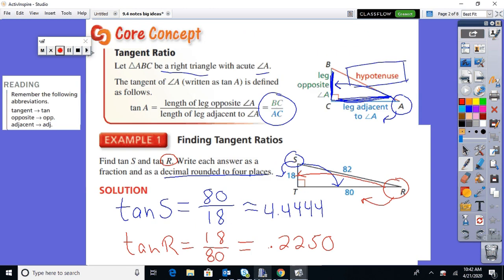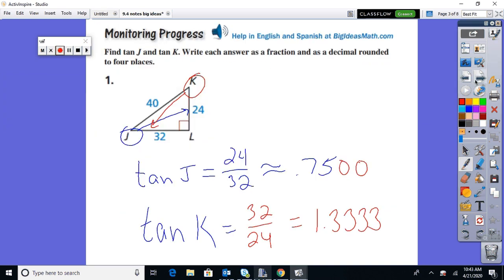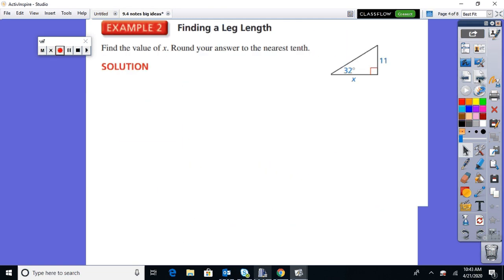All right, try that, monitor progress, pause the video, see what's up. All right, welcome back. So let's see what we got here. The tangent of J, the tangent of K. So J is 24 over 32. And K is 32 over 24. So the opposite and adjacent switch places with respect to whatever angle you're dealing with. All right, so there you go. Take it out to 4 decimal places. Whoop, there it is.